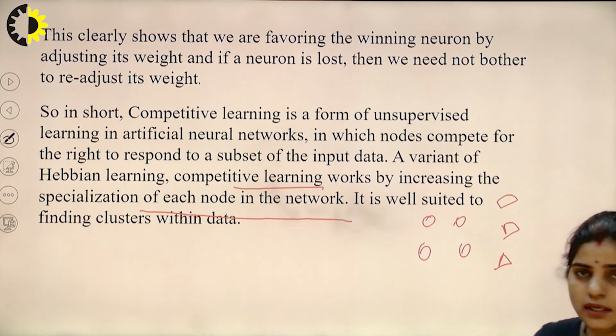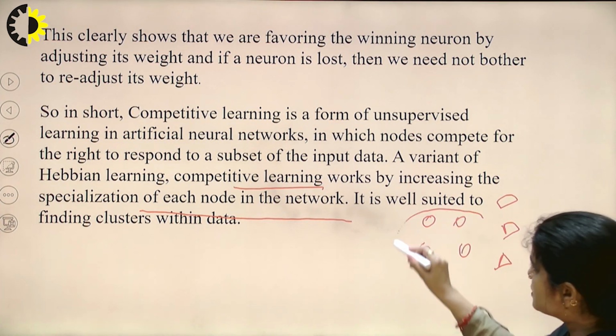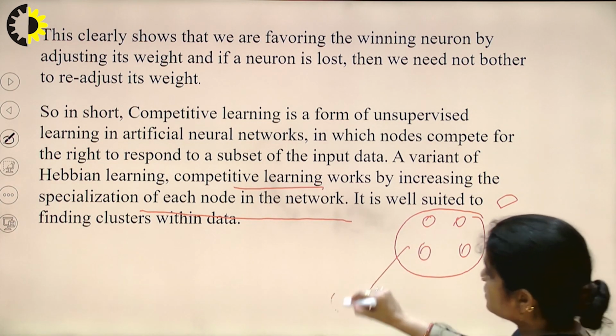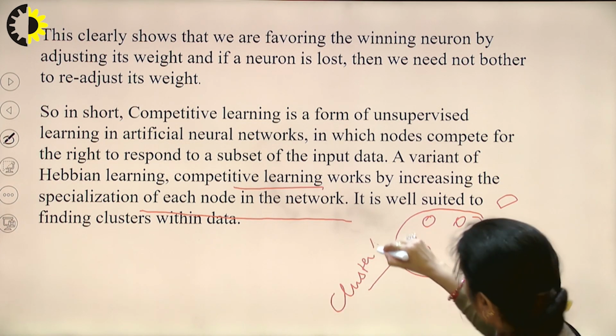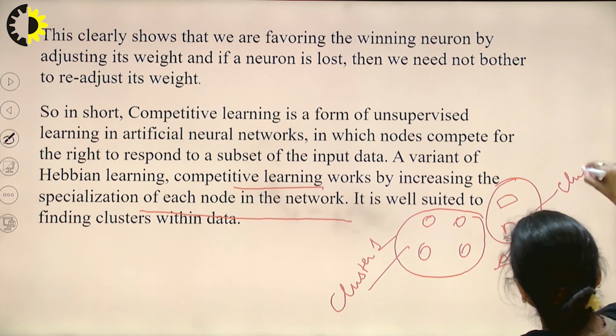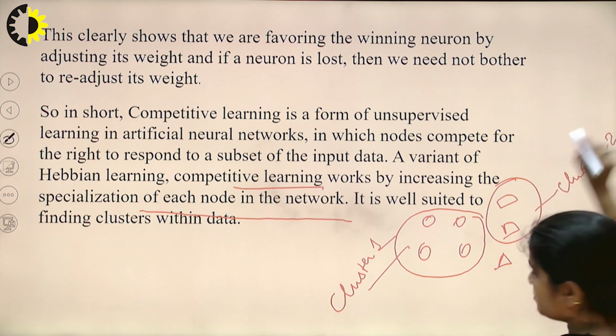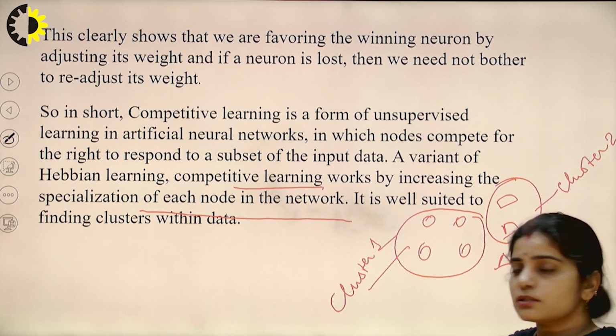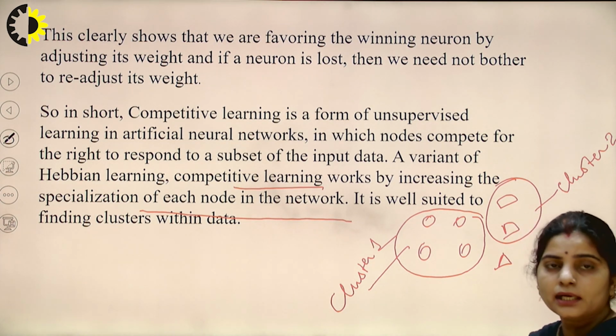What we see here, these 4 images are similar, so we form a cluster 1 here. These 2 images are similar, so we form a cluster 2 here. So a cluster simply implies the data, images or any input things which contain similar characteristics within it.